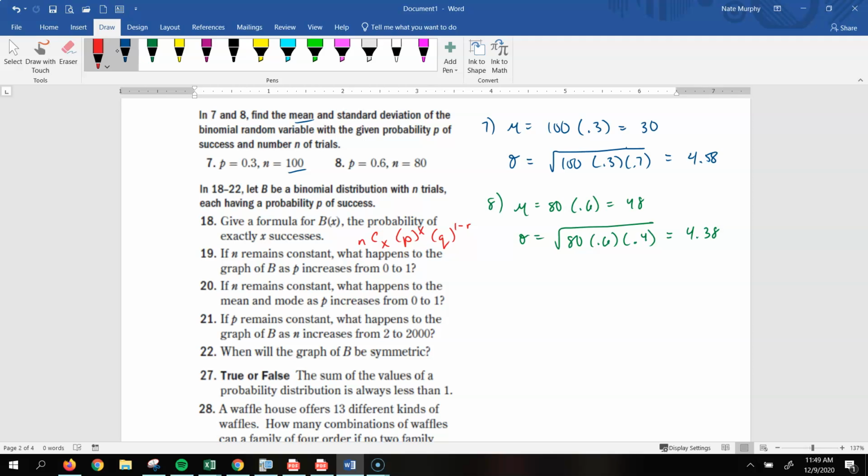And 27, the sum of the values of a probability distribution is always less than 1. That is false. It is always exactly 1. That is important. In order to see if a probability distribution is accurate, the sum of the probabilities will always be exactly 1. So that is false.